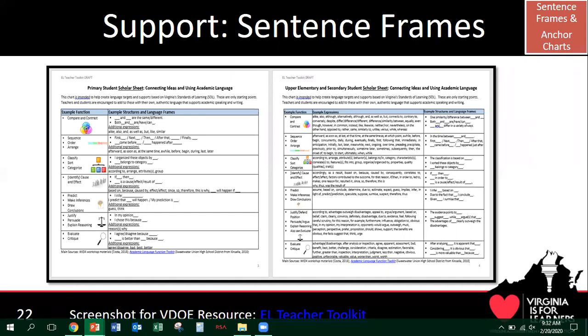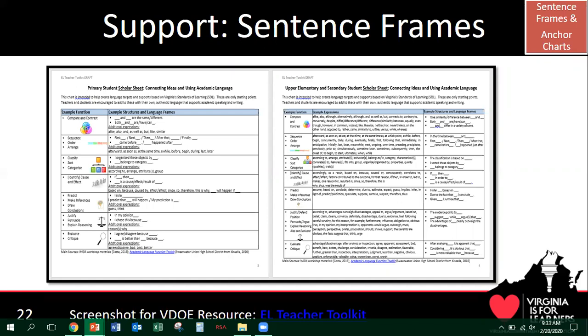Now, just to be clear, sentence frames or starters are only an entry point. Students can use language in very authentic, meaningful ways without the use of frames. So it's just a matter of providing students who need support to enter into conversations, but also providing some explicit attention to the language of the contents in a variety of levels.